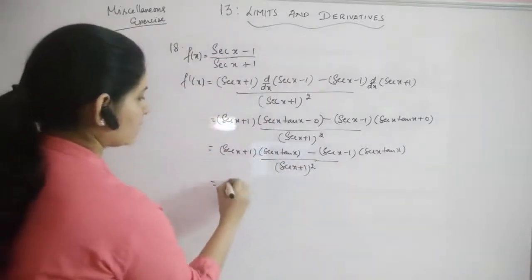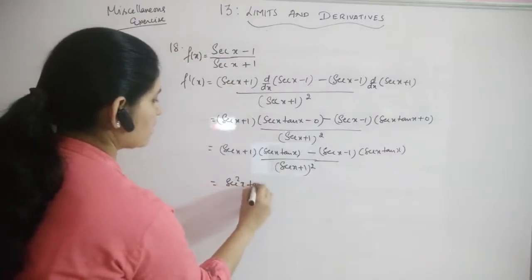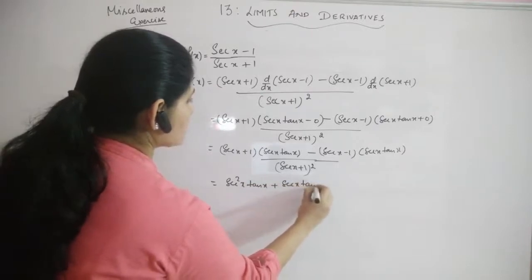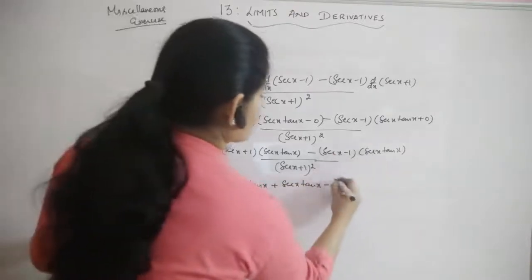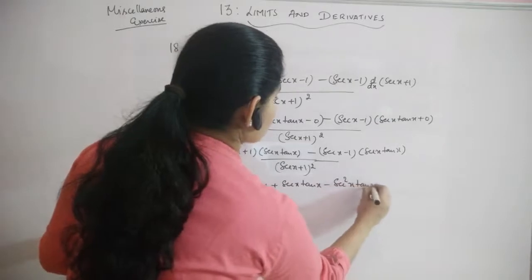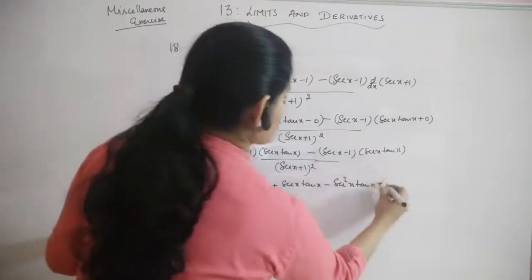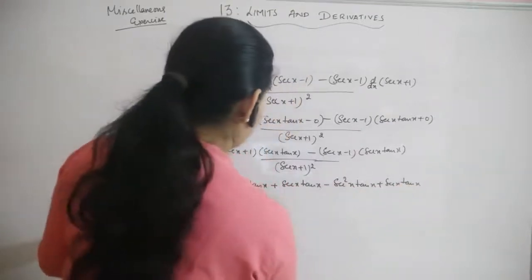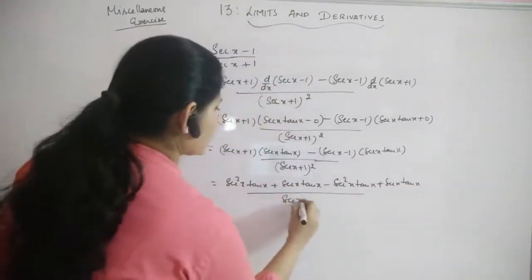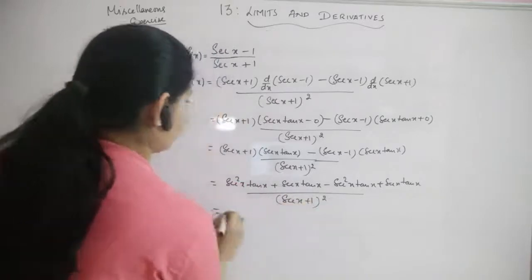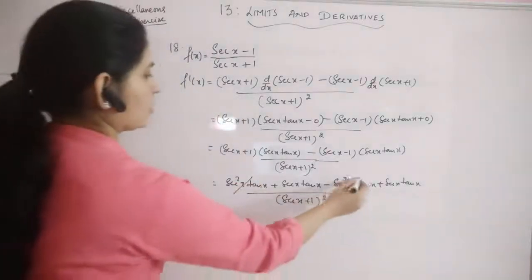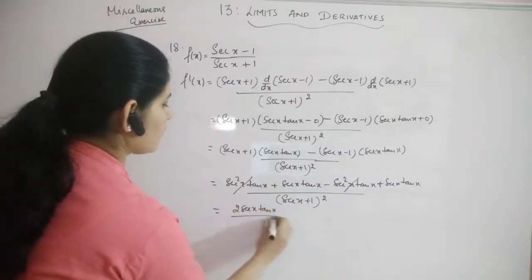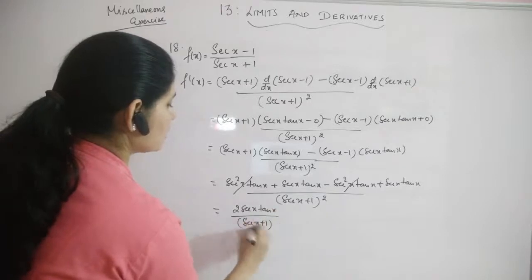Expanding, that is multiplying, you will get sec square x tan x plus sec x tan x minus sec square x tan x. This will give you minus minus plus sec x tan x. Correct? Sec x plus 1 the whole square. So which term is getting cancelled? This one. So you are getting 2 times of sec x tan x divided by sec x plus 1 the whole square.